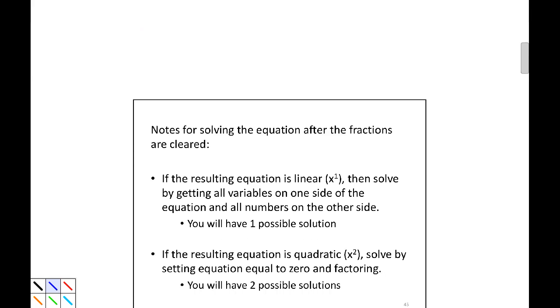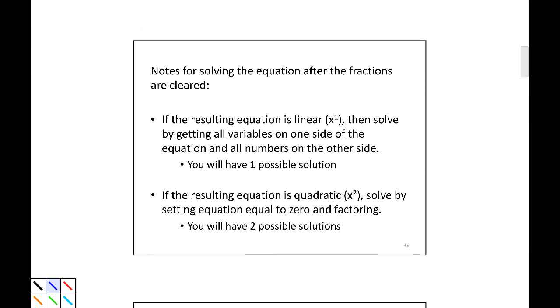A couple things to keep in mind. First is that if you get an equation that is linear, we have an x to the first, it's the highest exponent, then we can solve as we've done linear equations and we will have one possible solution to check. If the resulting equation is quadratic, highest exponent is x squared, then solve by setting the equation equal to 0 and factoring. And there we will have two possible solutions and we want to check any of those.